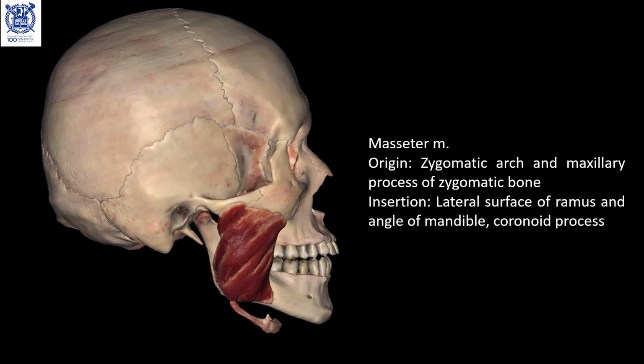On the other hand, the deep head is much smaller and more muscular in texture. It arises from the posterior third of the lower border and from the whole of the medial surface of the zygomatic arch. Its fibers pass downward and forward to be inserted into the upper half of the ramus as high as the coronoid process of the mandible. The deep head of the muscle is particularly concealed anteriorly by the superficial portion, and posteriorly it is covered by the parotid gland.